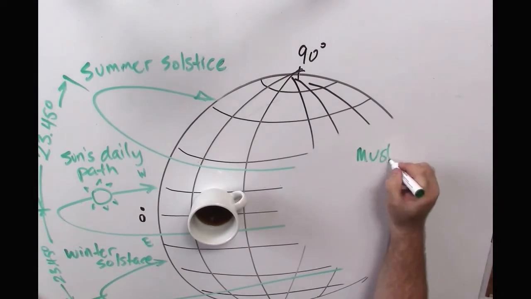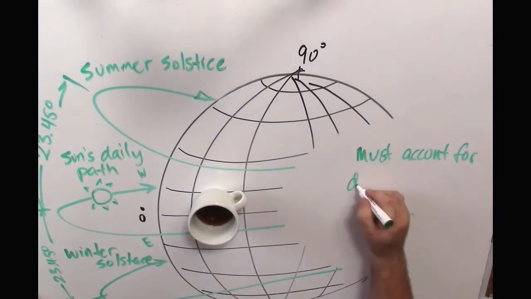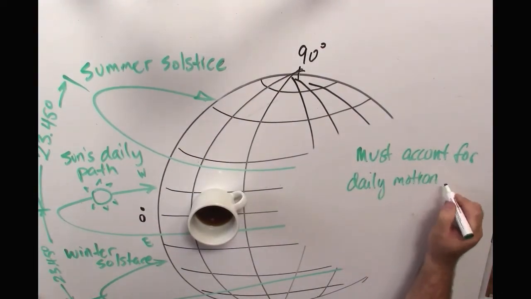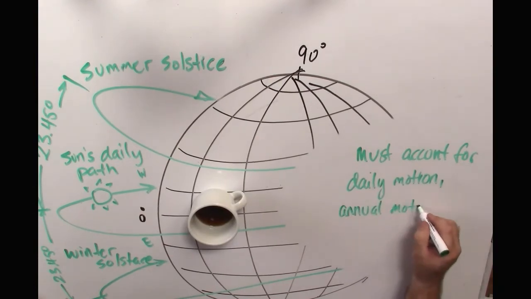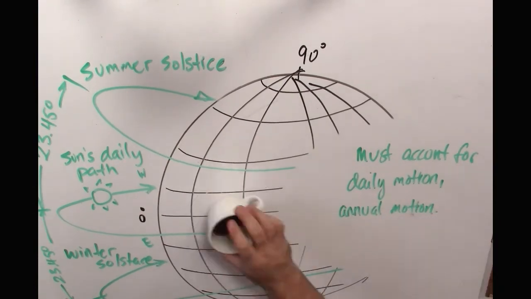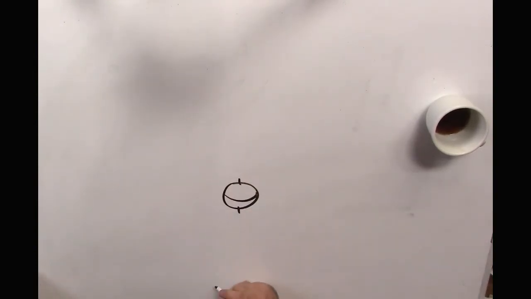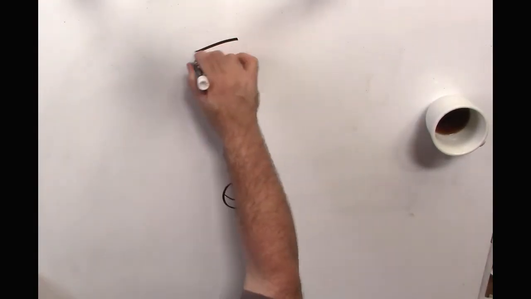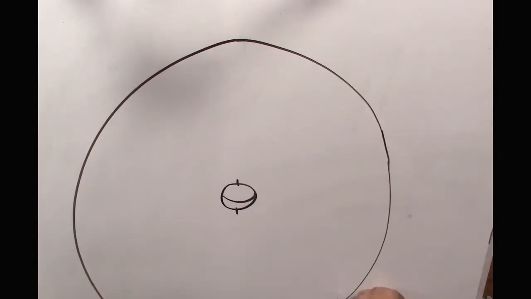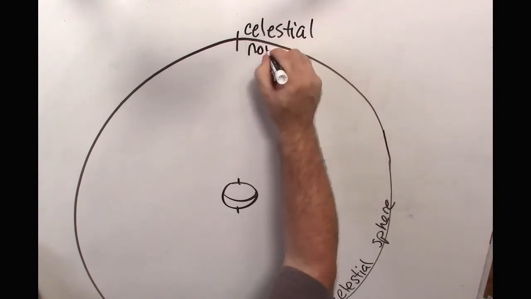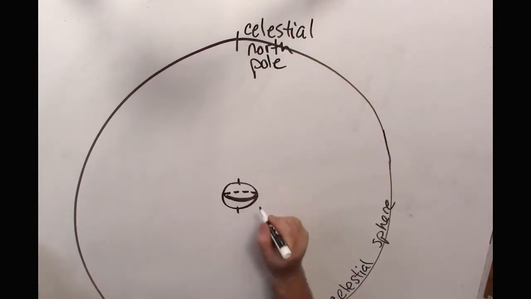And we need to consider 2 things. We need to consider both the daily motion and the annual motion of the sun in order to orient our solar panels properly. So astronomers have developed a great tool called the celestial sphere. You can imagine the Earth floating in space, and the celestial sphere is a sphere that extends out from the surface of the Earth and floats in space around it. And just like we have a North Pole on the Earth, there's a celestial North Pole, and the South Pole produces a celestial South Pole.